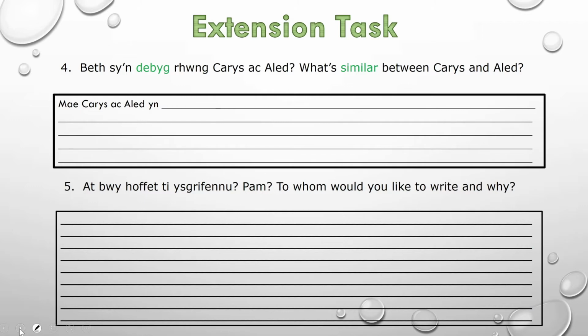And the last one, at bwy hoffet ti ysgrifennu a pham? To whom would you like to write and why? Remember to respond using full Welsh sentences, taking evidence from the paragraphs written by either Carys or Aled, because you're choosing which one you would write to. And also, it's important that you start or you use the phrase hoffwn i ysgrifennu at. I would like to write to.